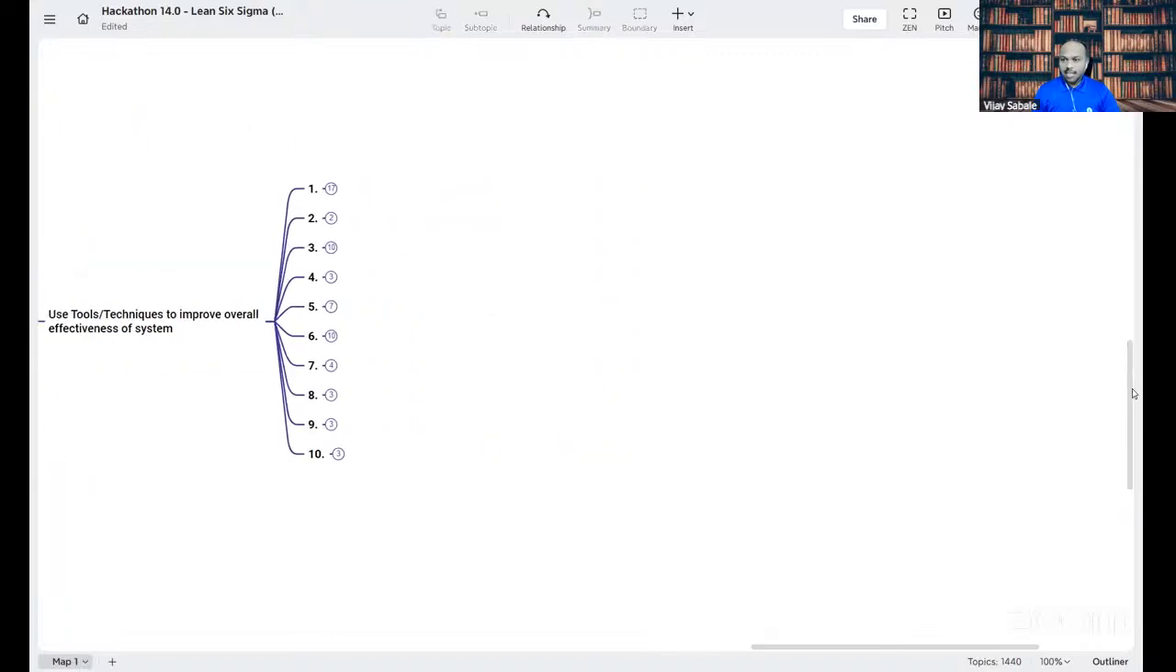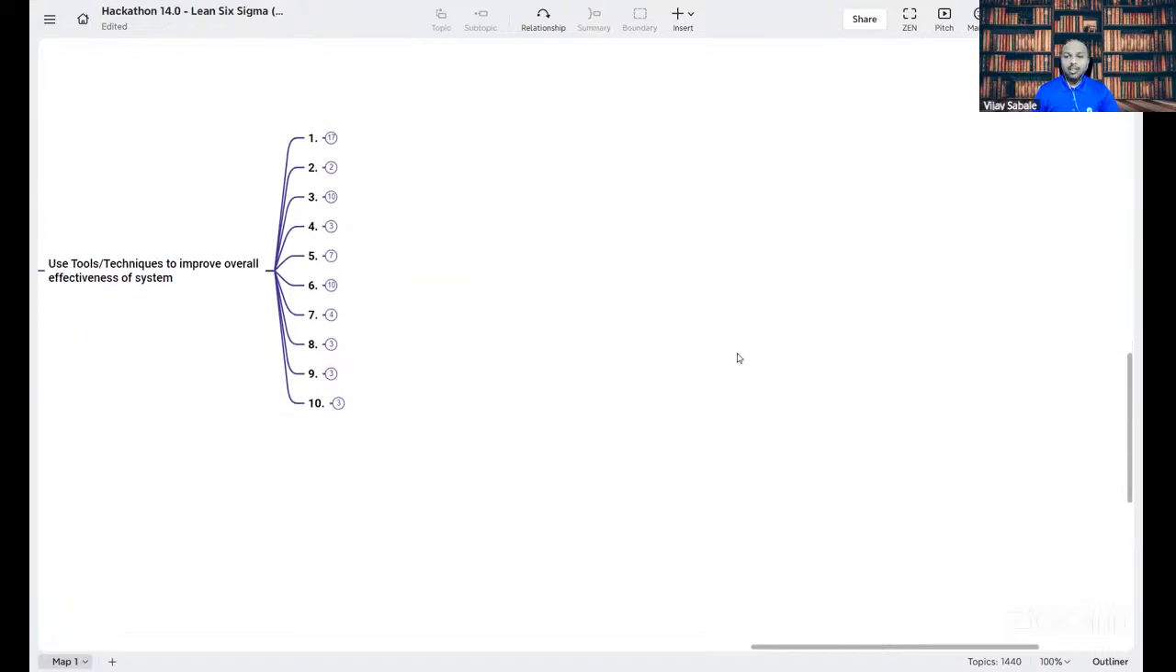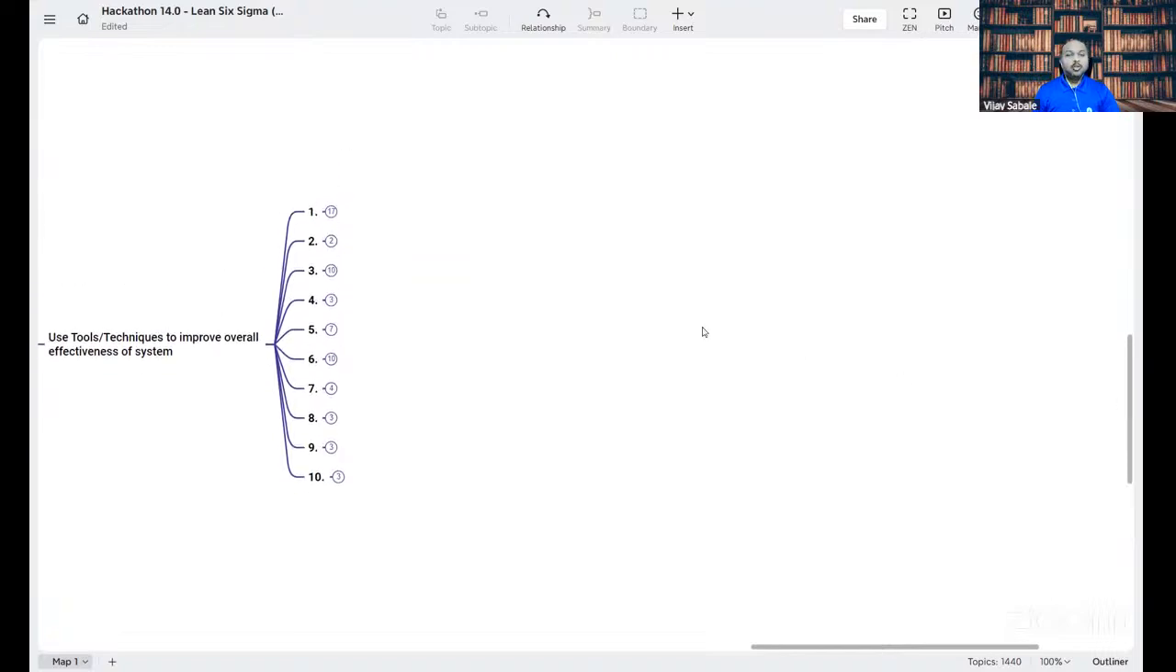One more thing, as a Lean Six Sigma expert, you must know all these 10 tools, and you must also be using this in day-to-day life so that we can eliminate the waste from our processes, our products, our services, to make our systems more effective.